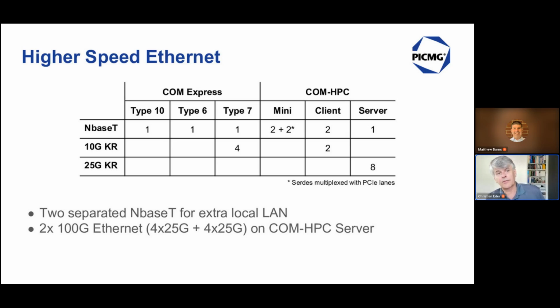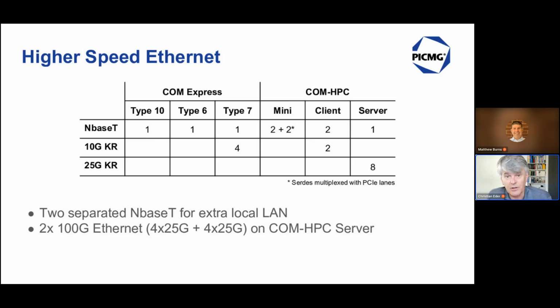Another point is 25 gigabit Ethernet. Here's a quick overview of the Ethernets we're supporting. The typical NBASE-T can scale up with some chipsets, even up to 10 gigabits in the meantime. On COM Express type 10, type 6, and type 7, we have just one Ethernet. On type 7, we have another 4 KR interfaces, which means 10 gigabit Ethernets. But that's it. It's not that much.